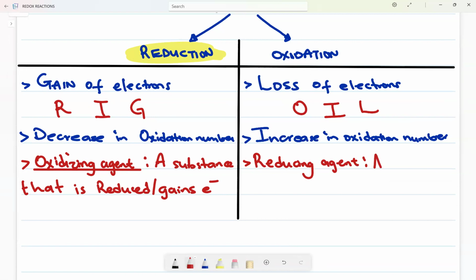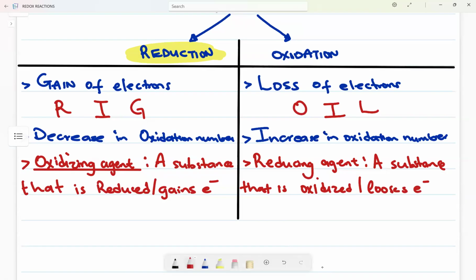What is a reducing agent? It is a substance. So it has the ability to reduce others. If it has the ability to reduce others, it wants to undergo what? Oxidation. So it is a substance that is oxidized, or loses electrons.